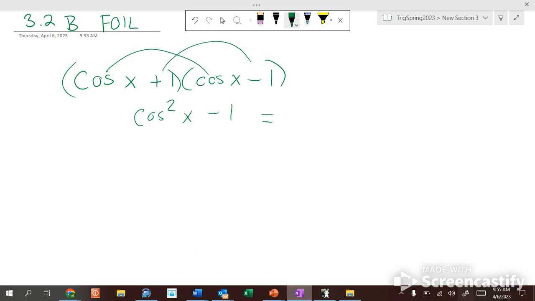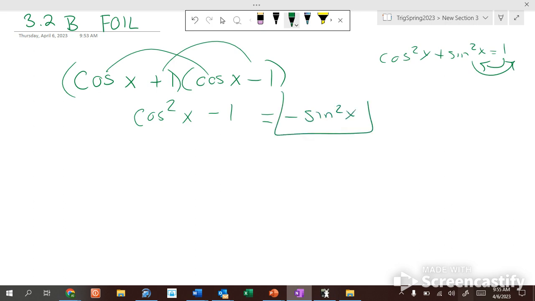Now, can that be simplified? Yeah, that can simplify down. I know cosine squared x plus sine squared x equals 1. So if I move these two to the opposite sides, I get a negative sine squared of x. Bada bing, bada boom, I'm done.